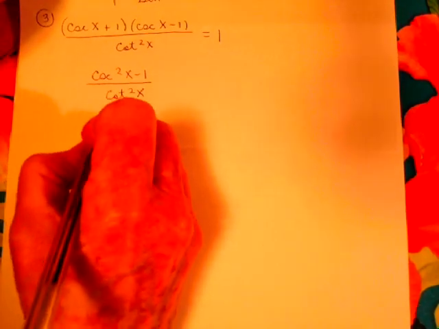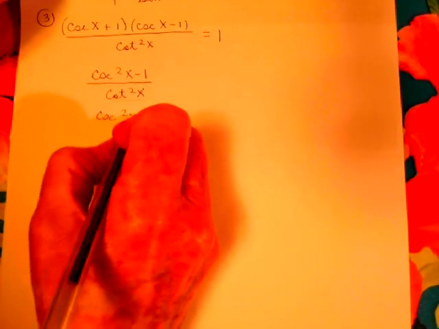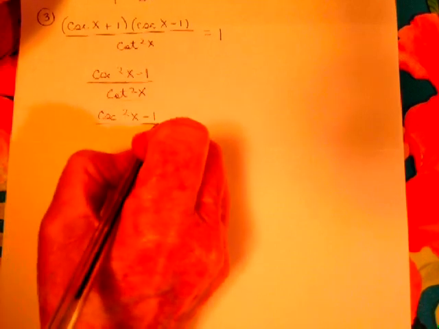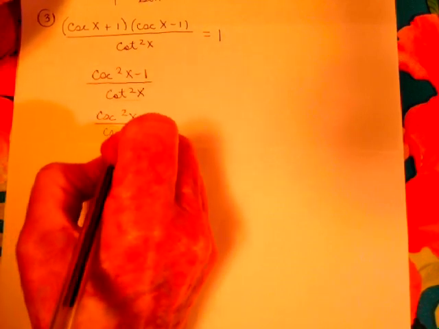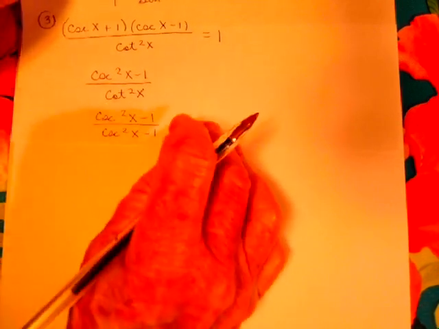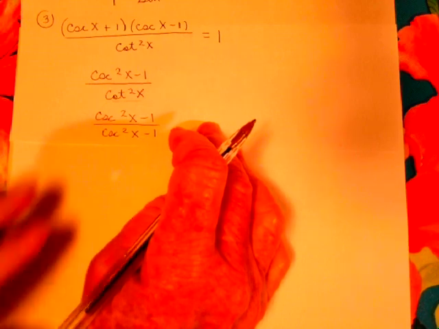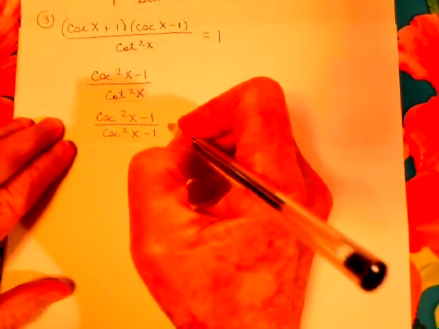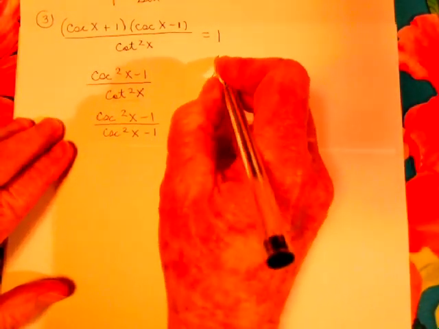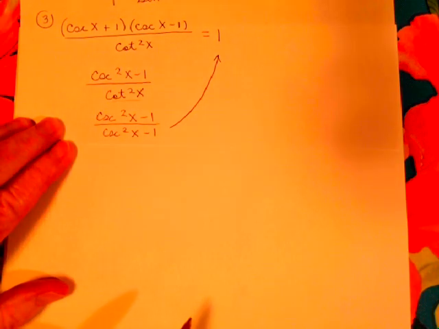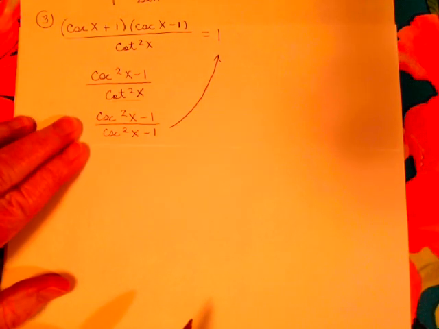So I will have cosecant squared of x minus 1 over cosecant squared of x minus 1. And when you have the same thing in the numerator that you have in the denominator, that all cancels out and you just got 1.